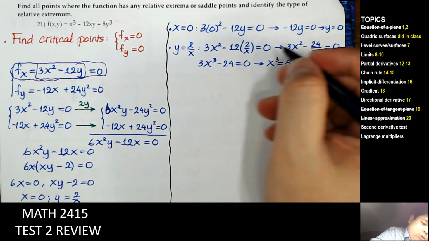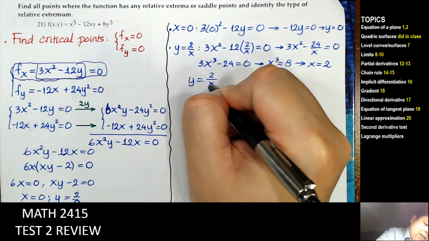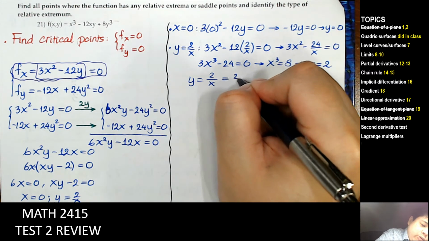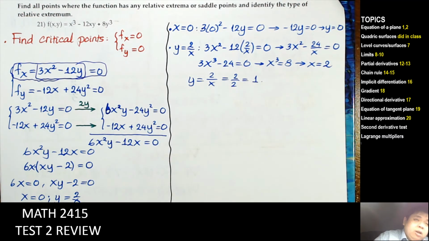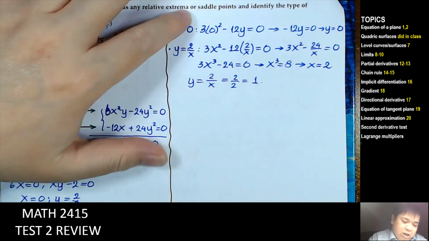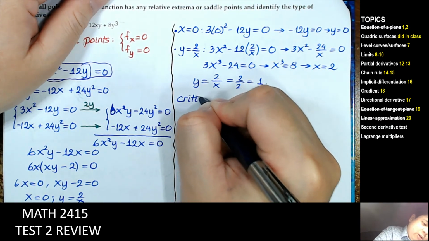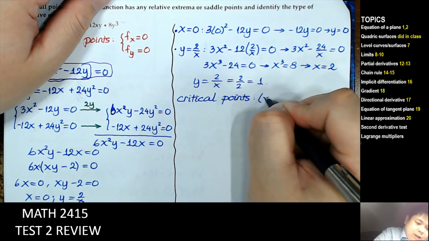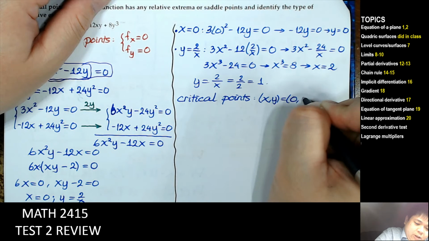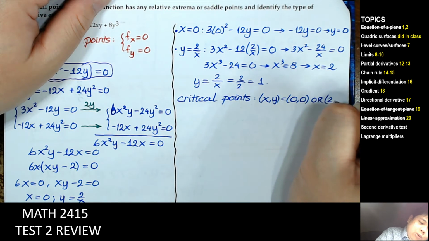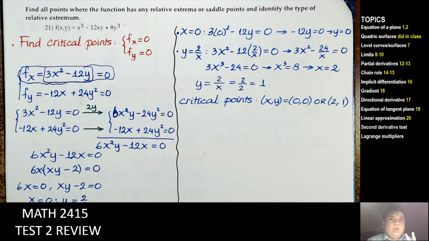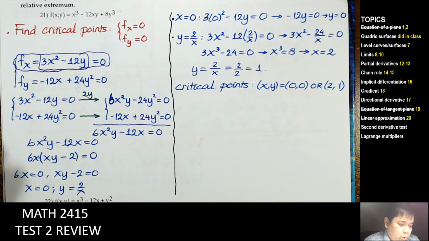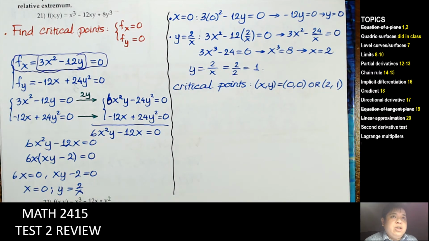Now since x is equal to 2, y is equal to 2 over x, which is 2 over 2, equal to 1. So bottom line is when x equal to 0, y equal to 0. So we have critical points (x, y) equal to (0, 0), or x equal to 2, y equal to 1. Right, so two critical points there. That's the first part of it: partial derivatives equal to 0 and solve the system of equations.